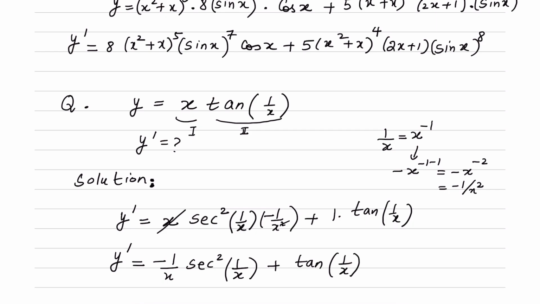So this is how we find the derivative of the trigonometric functions and the functions that involve the combination of the trigonometric functions by using different rules of derivative like product rule, quotient rule, or the power rule.